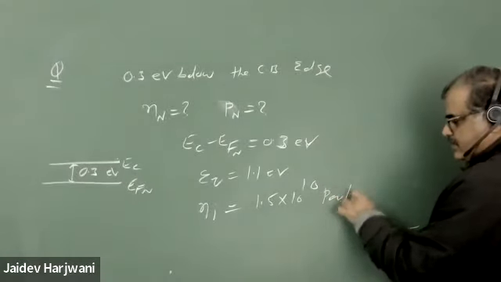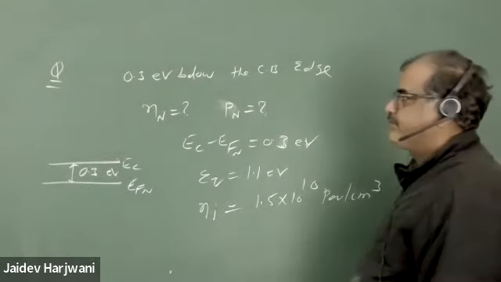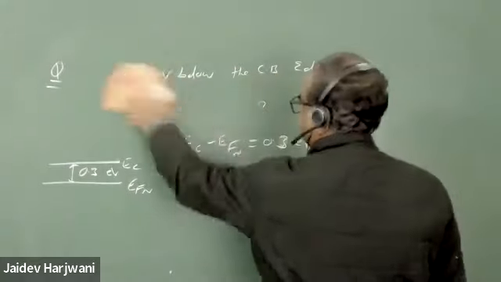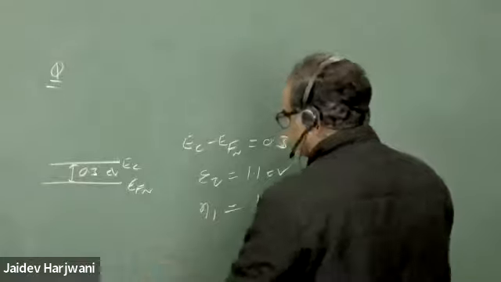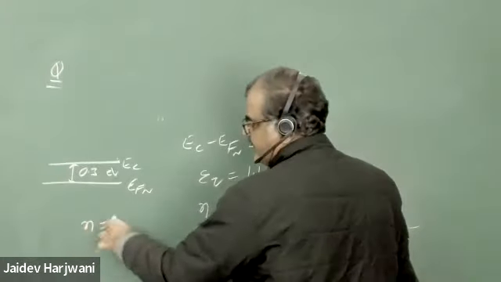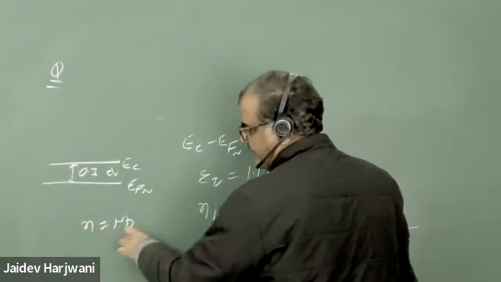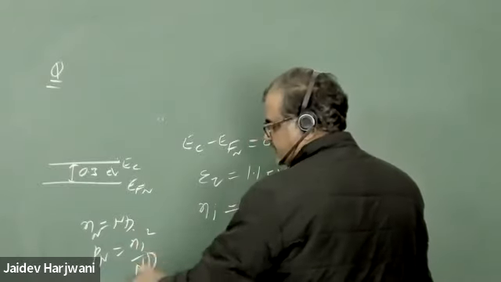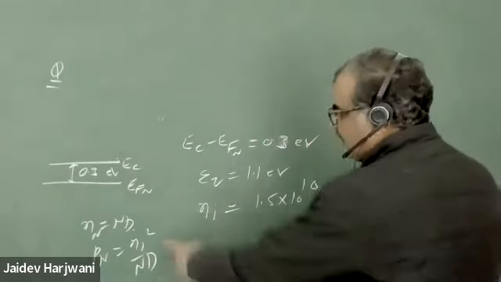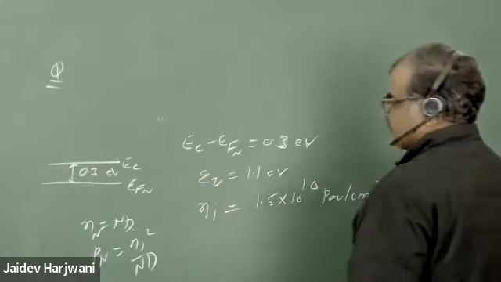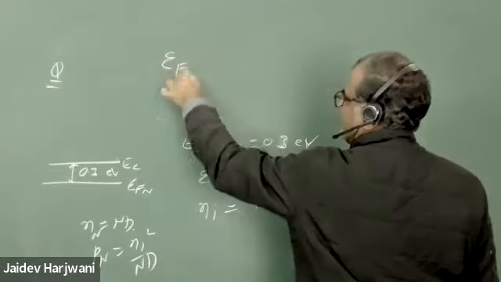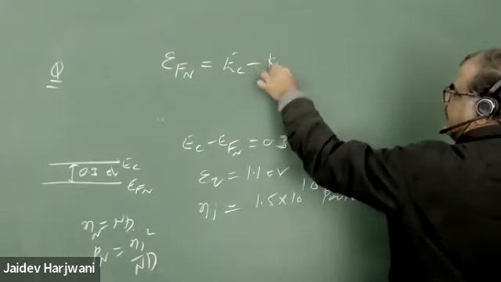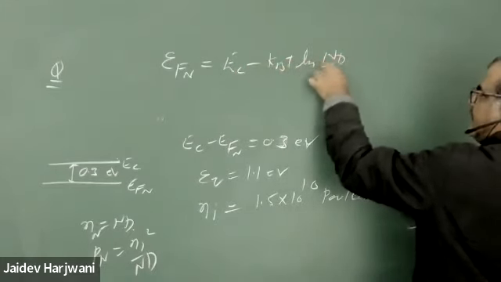Or temperature. So how can we calculate? Okay, so now see, if I want to calculate this one, I want ND. I want N equals ND. If I know ND, I can find the number of holes by Ni square upon ND. So first I need to calculate ND. So what is the relation between ND and the Fermi level? If you want the position of the Fermi level EFN, that is equal to EC minus KBT ln ND upon Ni.